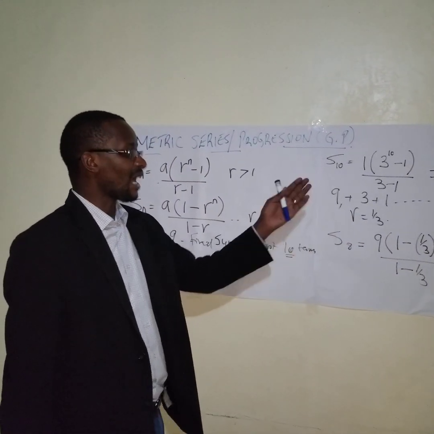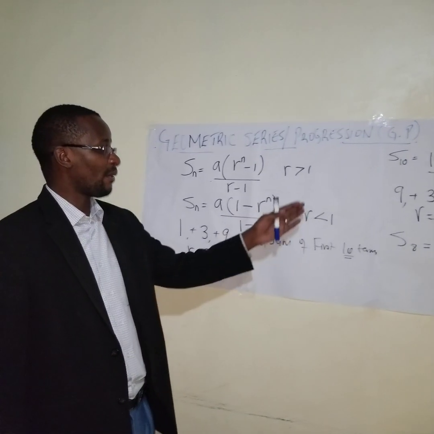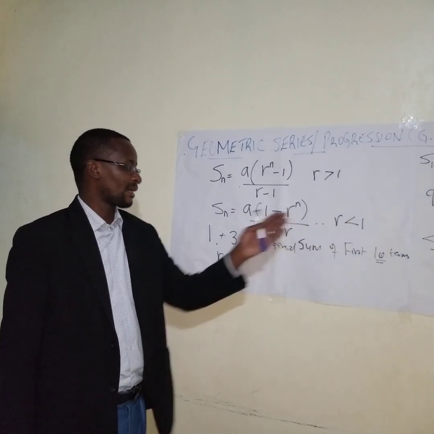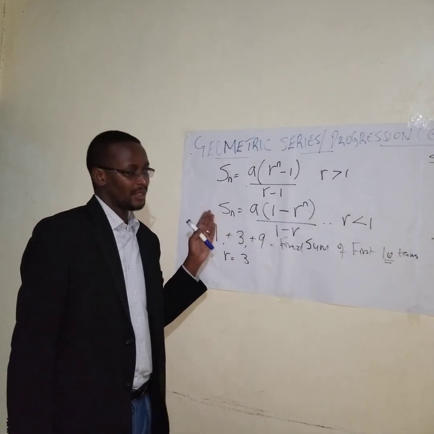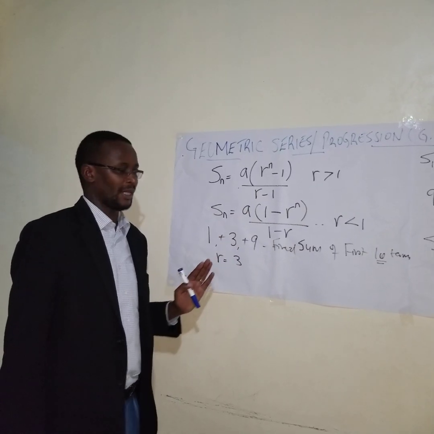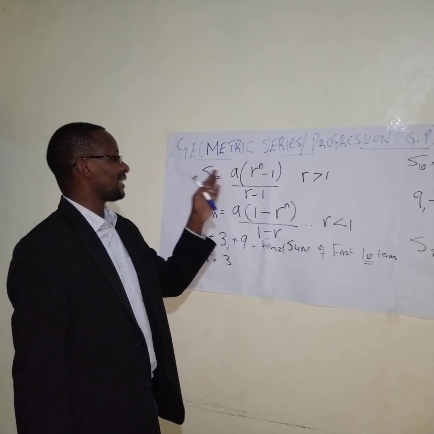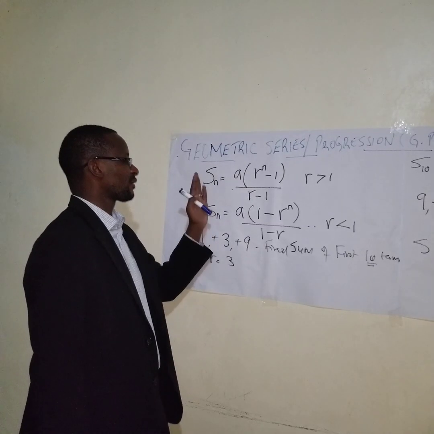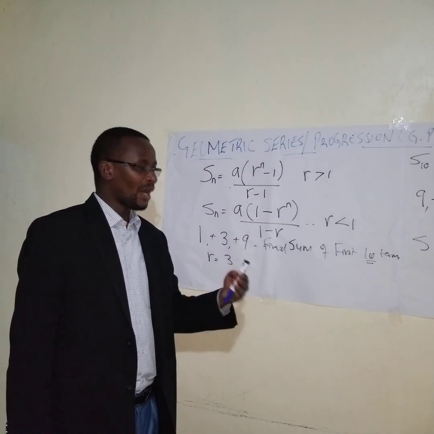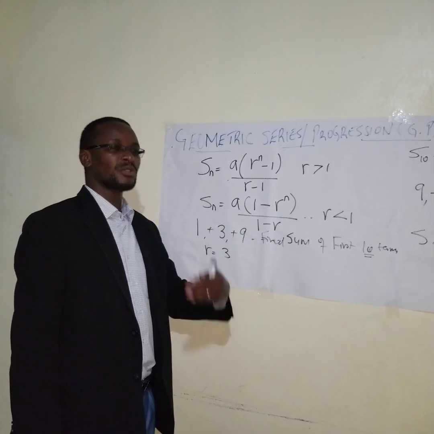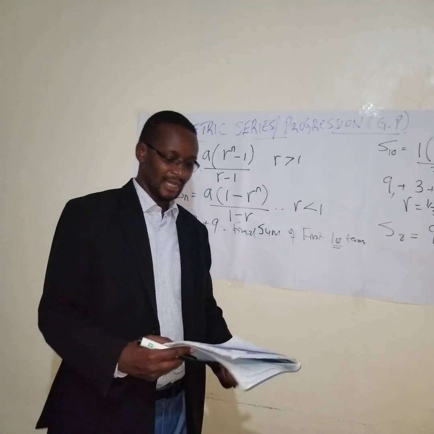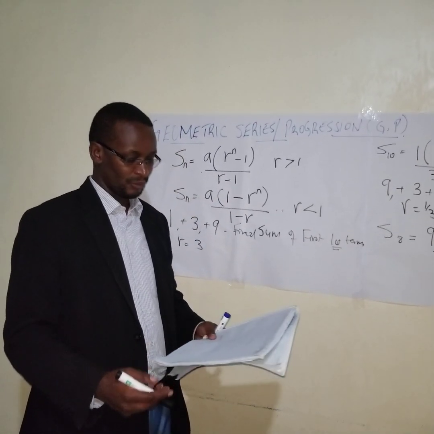So that's how you apply both formulas. When R is greater than 1, you apply the first formula. When R is less than 1, you apply the second one. You can also be told to get anything else from that formula. You can be given the sum, then you get A. You can also be given the sum and everything else, including n, you get R. So having known the formula, you can use it in any way depending on which area the question requires you to get.